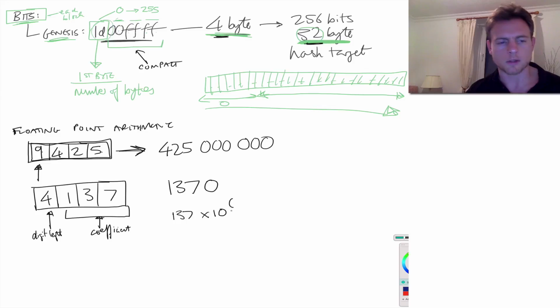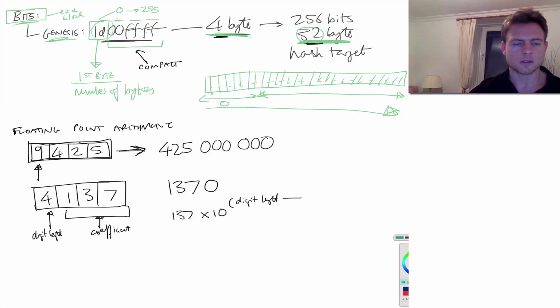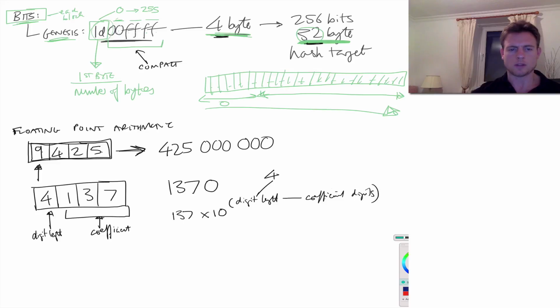It's not the digit length, it's the digit length minus the number of digits that we are including as our significant figures, which is 3. So digit length minus coefficient digits. Digit length in this case is 4, and we're using 3 digits here, 3 significant figures, 137. So the answer is 137 times 10 to the 1, which is just 1, 1, 3, 7, 0, which is the number that we originally wanted.